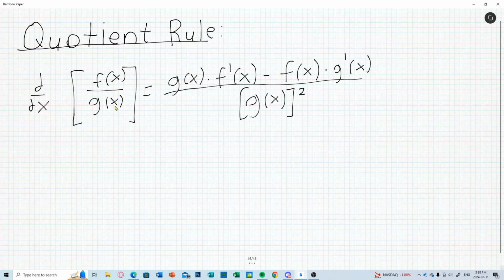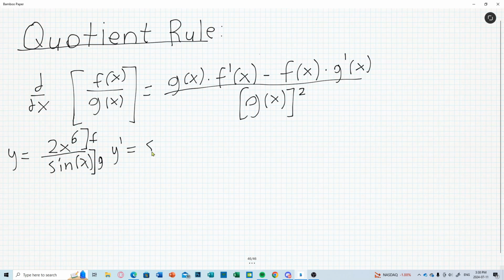An example of this would be 2x to the 6 divided by sine of x. Not too bad. To take the derivative, we're going to make y prime. We're going to start by labeling our f and g. Whatever's in the numerator is going to be our f, and whatever is the denominator is going to be our g.